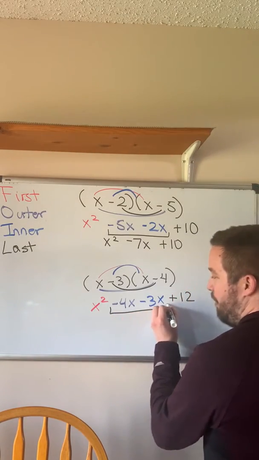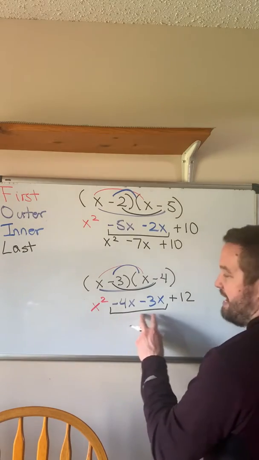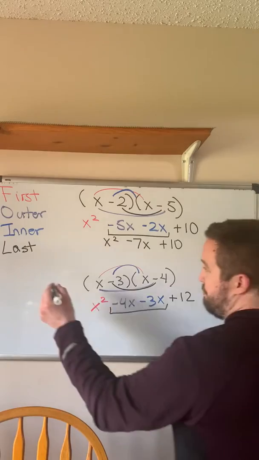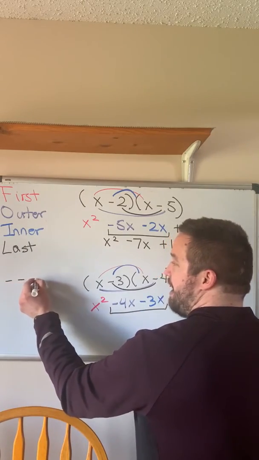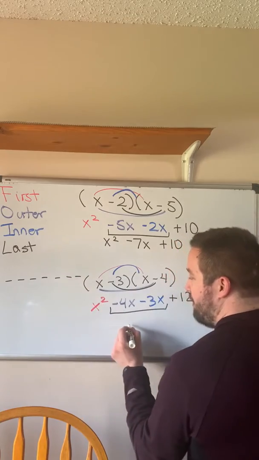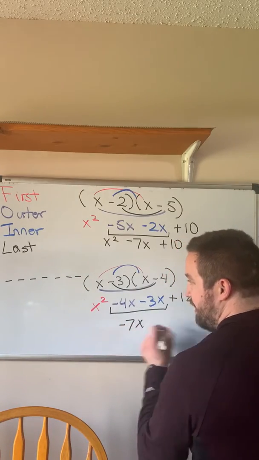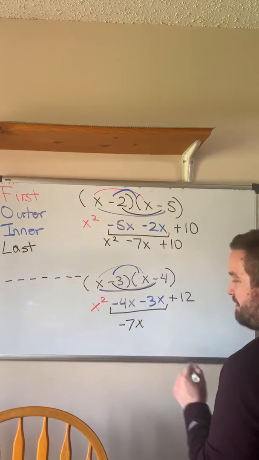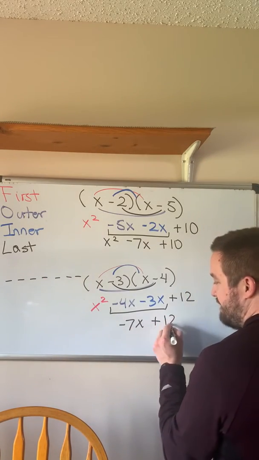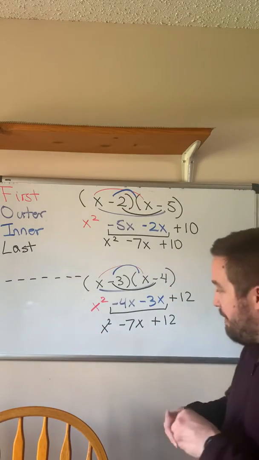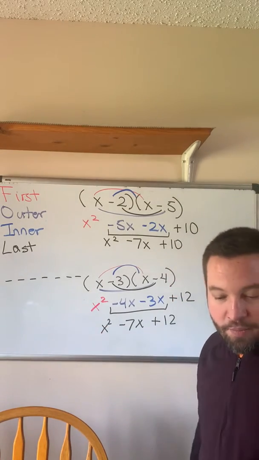I know I'm on the right track because I've got a negative 4x and a negative 3x. I've got 4 negatives, and if I add 3 more, I've got a negative 7x: 1, 2, 3, 4, 5, 6, and 7. I bring down my constants and my square: x squared minus 7x plus 12.